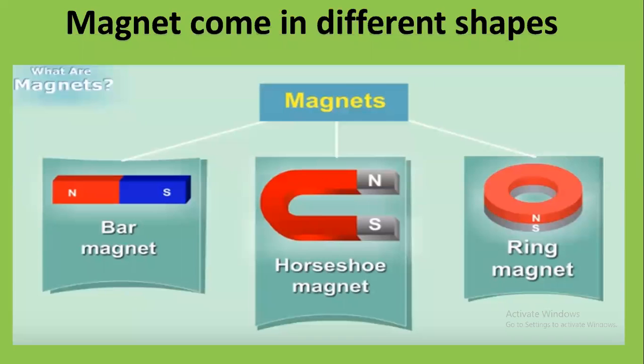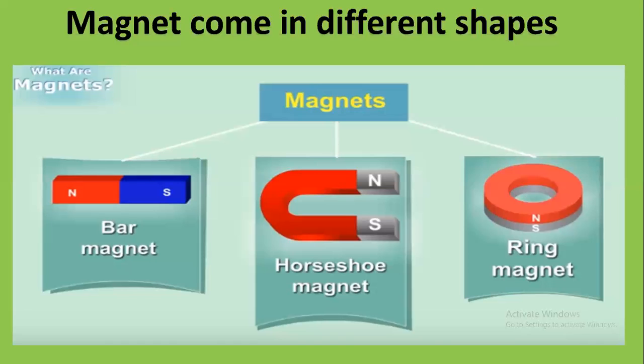Now, magnets come in different shapes. Children, here we have different types of magnets. We have discussed them before, so let us refresh them again today. Bar magnet, horseshoe magnet, ring magnet. First of all, we will discuss the bar magnet.